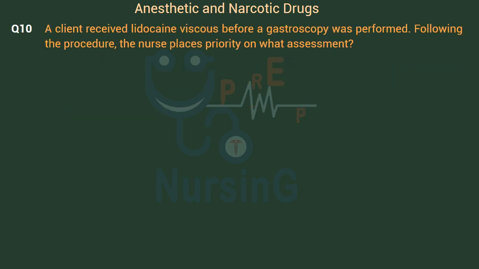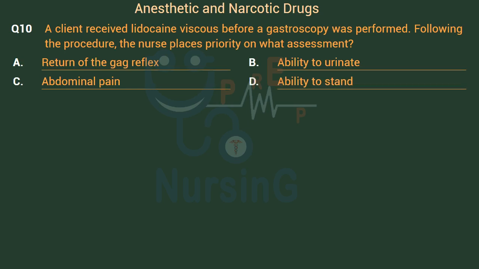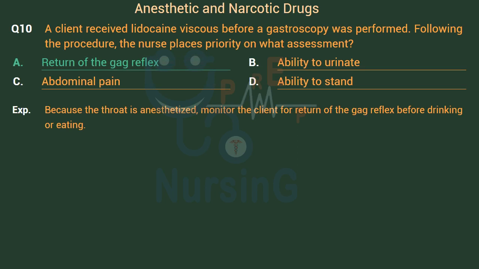A client received viscous lidocaine before a gastroscopy was performed. Following the procedure, the nurse places priority on what assessment? Option A, Return of the gag reflex. Option B, Ability to urinate. Option C, Abdominal pain. Option D, Ability to stand. Right answer is Option A, Return of the gag reflex. Because the throat is anesthetized, monitor the client for return of the gag reflex before drinking or eating.